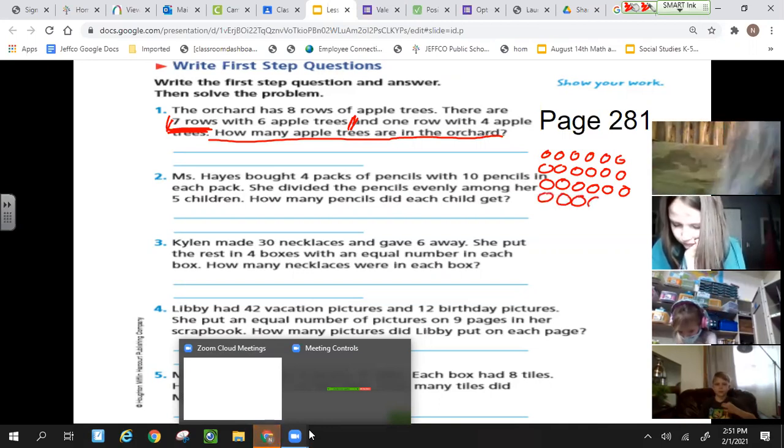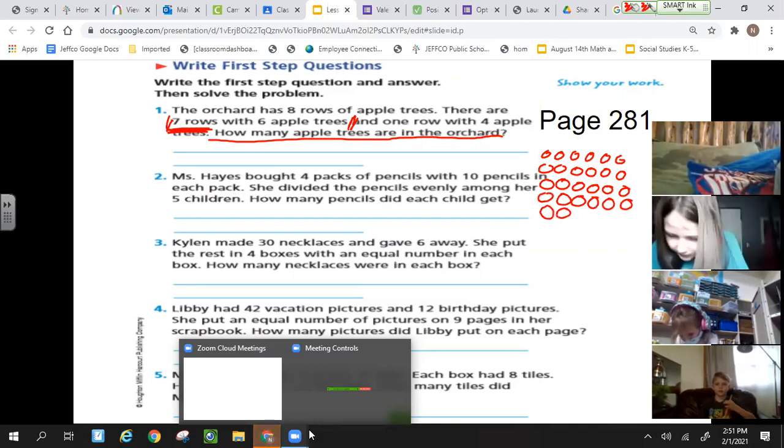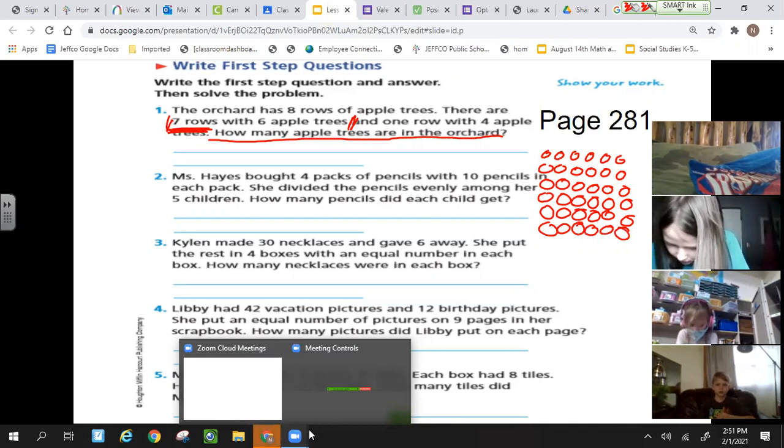1, 2, 3, 4, 5, 6. That's only 4. 1, 2, 3, 4, 5, 6. 5. 1, 2, 3, 4, 5, 6. Oh my goodness. 3, 4, 5, 6. I need 1 more. 1, 2, 3, 4, 5, 6. Does that represent 7 rows with 6 apple trees? Yes or no? Thumbs up?